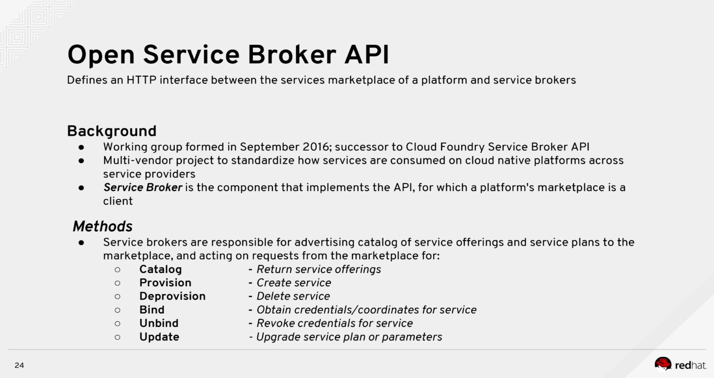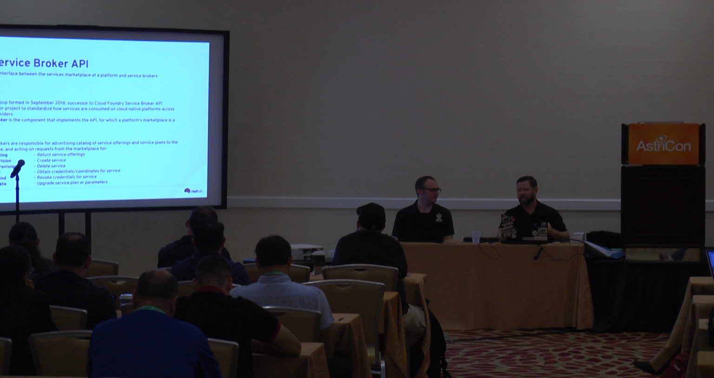The methods the service broker API has, like I mentioned, are catalog, which is going to return the objects that exist that it's able to provision. Provisioning, which is actually just creating the service. Deprovisioning, which is deleting the service. Binding, which is a way of obtaining credentials or the coordinates, like where the application lives within OpenShift or Kubernetes itself. And unbind, which is deleting those credentials. And then update, which allows you to basically run an update script to move to new versions and provide some basic lifecycle management functionality.